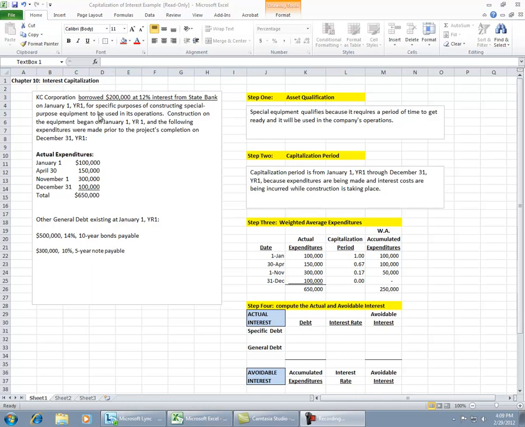We're going to be looking at this KC Corporation example. The special equipment qualifies because it requires a period of time to get ready and it will be used in the company's operations. The second step is to determine the capitalization period.